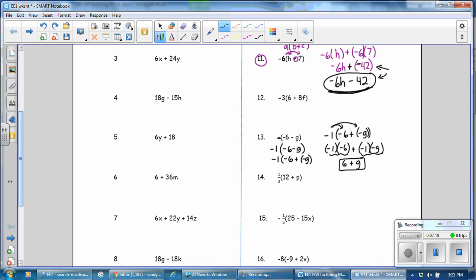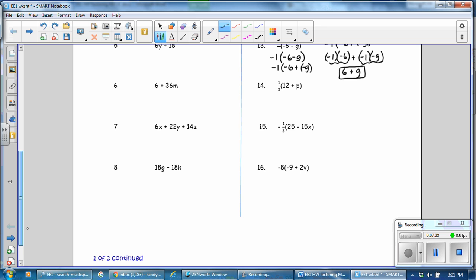Number 14. Let's skip number 14 and go down to 15. Here I have -1/5 times the quantity 25 minus 15x.